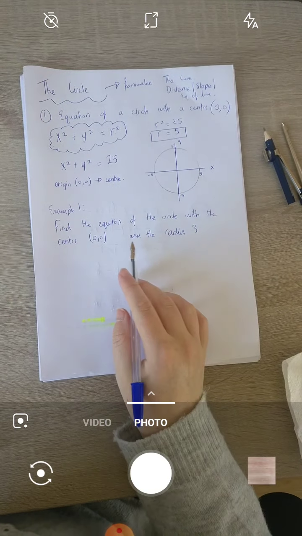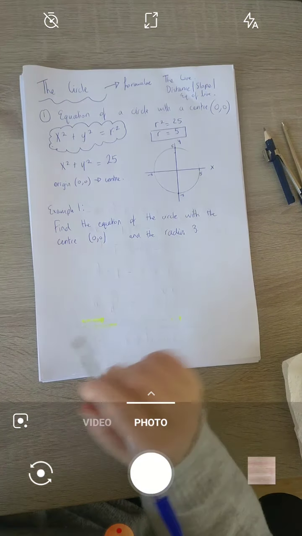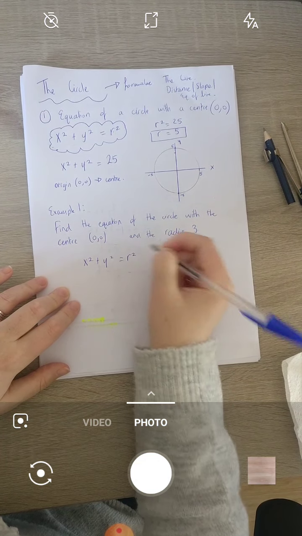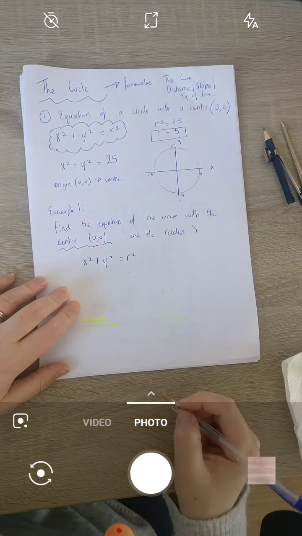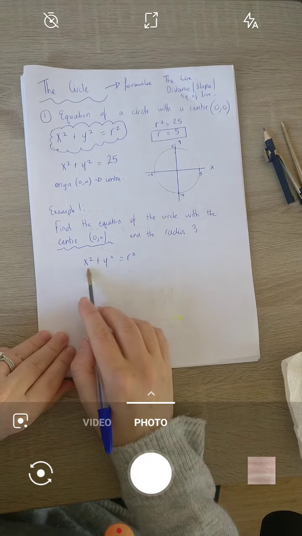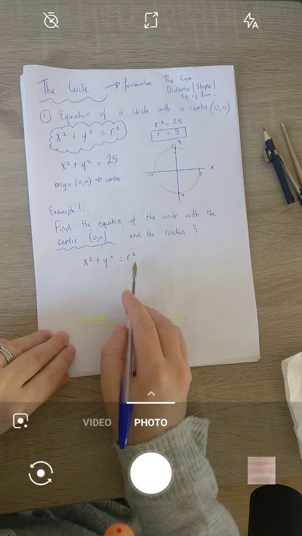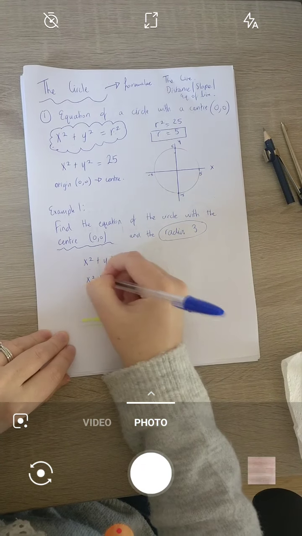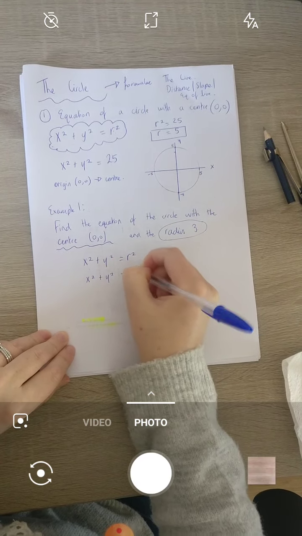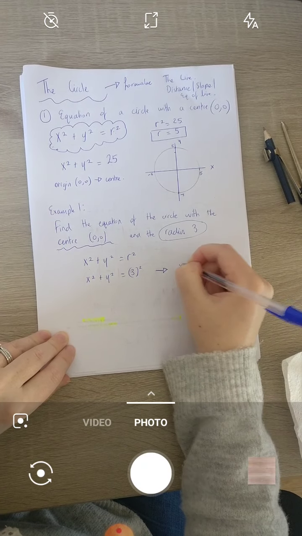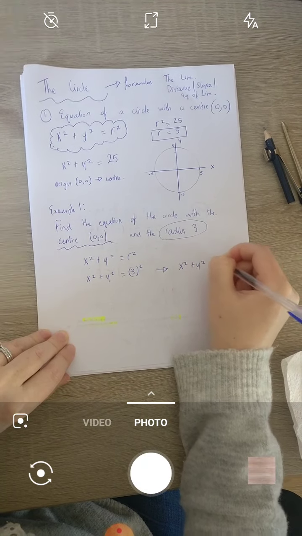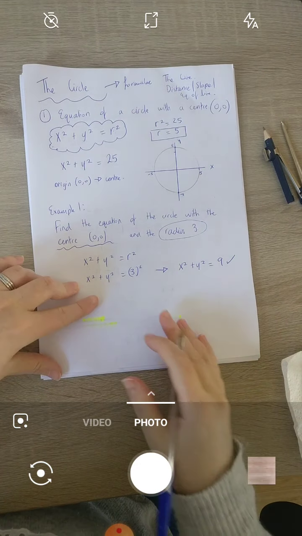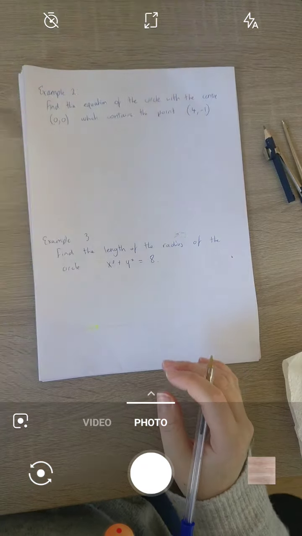Find the equation of the circle with the center 0, 0 and the radius 3. The first thing I'm writing down is x squared plus y squared equals r squared, because once it said the center was 0, 0, I knew this was the equation of the circle. All we're doing here is subbing in. The radius is 3, so we have x squared plus y squared equals 3 squared. So my answer is simply x squared plus y squared equals 9. Obviously this is the more basic type of circle.